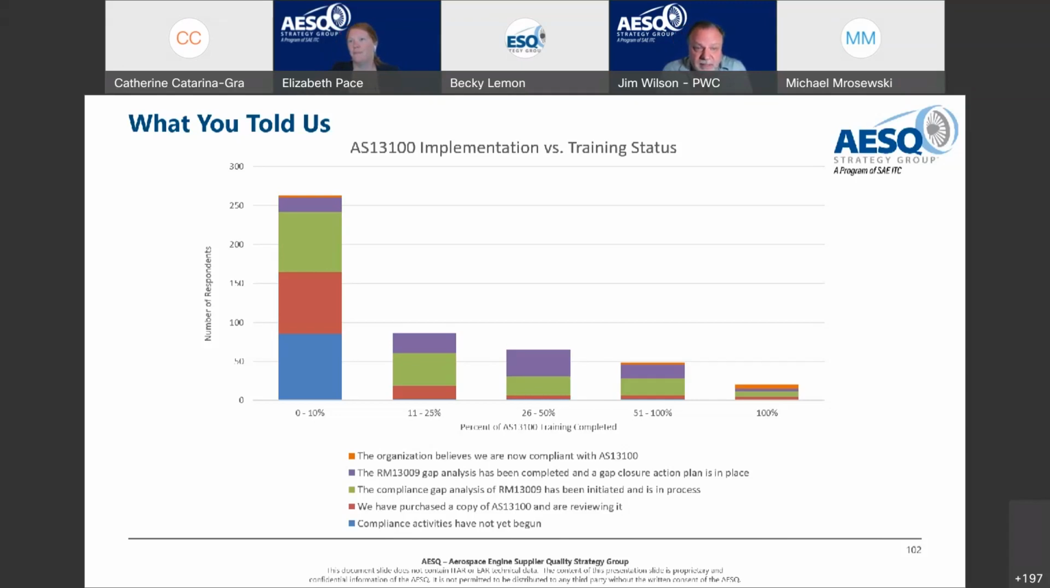But you can see that the companies that aren't working on their training are those that aren't working on AS13100 compliance. So it really is something that is very important to get done as soon as possible. And that's the message I think you'll hear from almost everybody today. Slide.